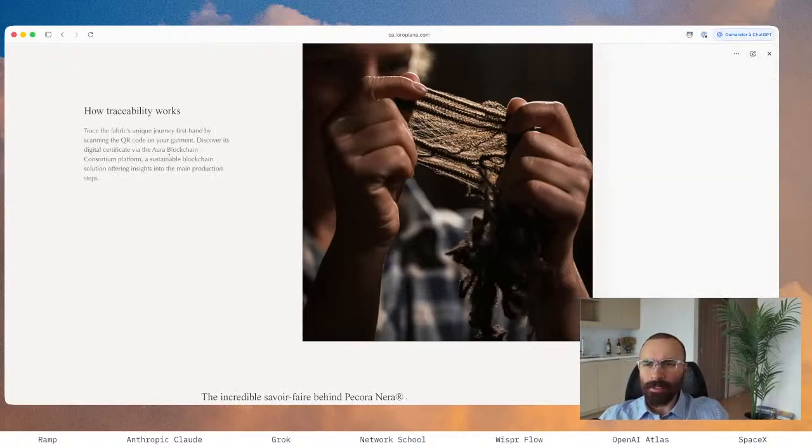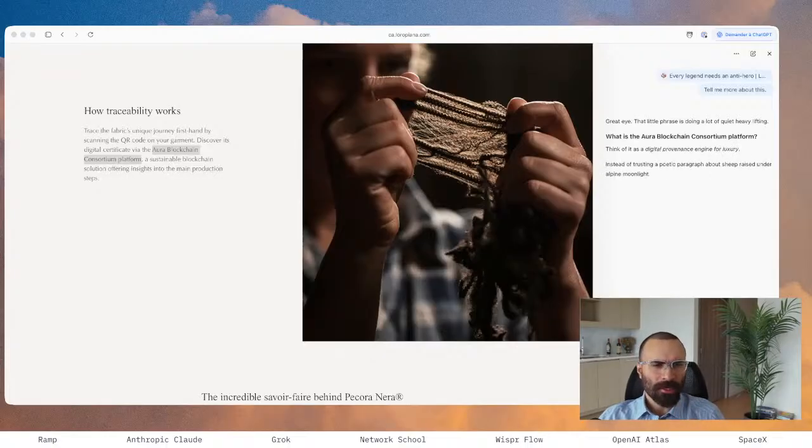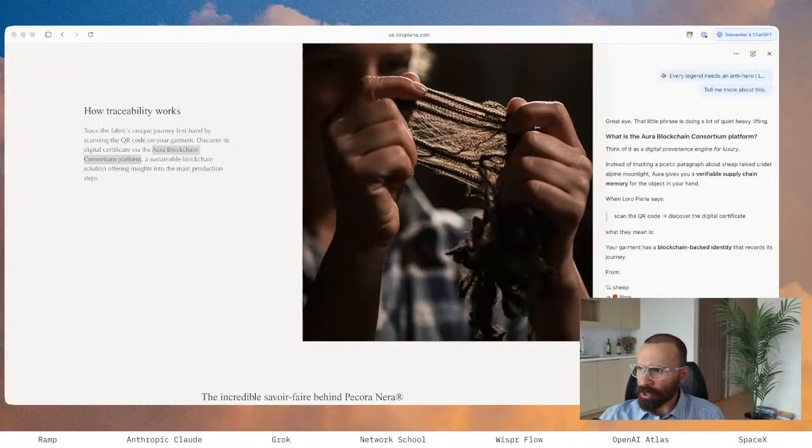Loro Piana is using... Tell me more about this. So this is how we embed tech into the culture. Aura Blockchain Consortium platform is working with Loro Piana to create a QR code for traceability. And what does the traceability actually help people understand? Does it help understand that, oh, this is the exact sheep that you got your coat from? And then they suddenly start loving that sheep because they're like, hey, I basically wear this coat every single day. It's beautiful and I'm pretty much hugging you all the time.